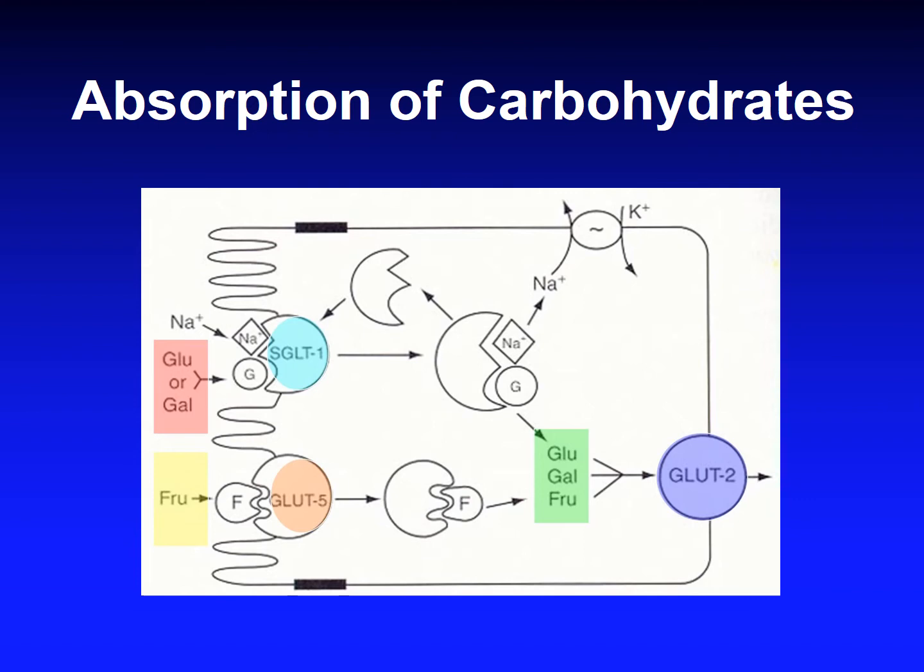Now, glucose, galactose, and fructose are inside the enterocyte. Again, we need another special carrier protein that will carry the glucose, galactose, and fructose into the bloodstream to send it to the rest of the cells, to the rest of the body. And this carrier is GLUT2. This is the end of carbohydrate digestion and absorption.